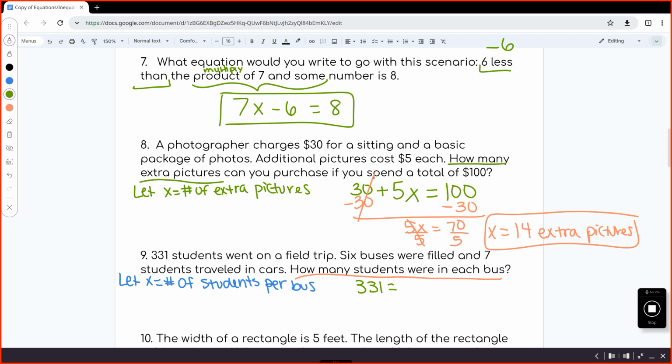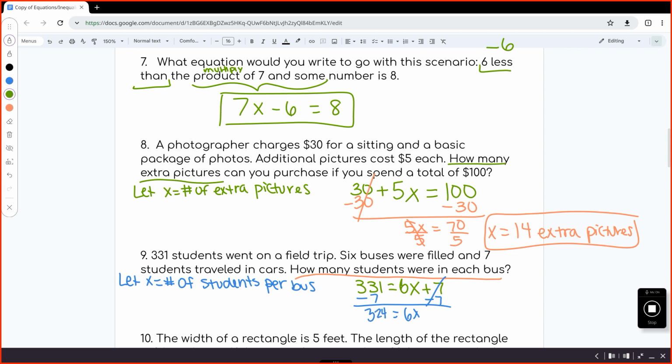6 buses are filled, so we have 6x. We have x next to the 6 because we don't know how many kids are on each bus, but we do know that there are 6 buses of kids. And then we have the additional 7 kids that went in the cars. Now that you have your equation set up, we can start solving. So we're going to subtract 7 on both sides. That gets us 6x is equal to 331 minus 7, which is 324.